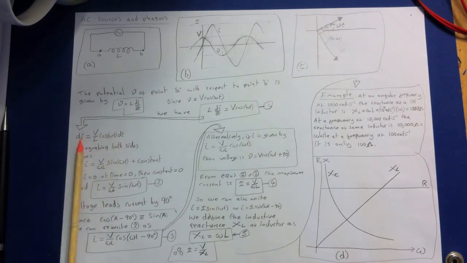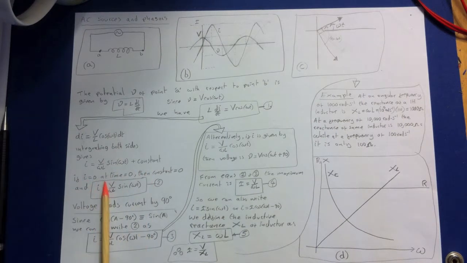So if we integrate both sides, integrating that will become I, integrating 1 will become I, and integrating this we get V over W sine Wt plus a constant. That's the integral of this. To find the constant, the current is 0 at time equals 0, then the constant is obviously 0. It's just simply I equals V over WL sine Wt.